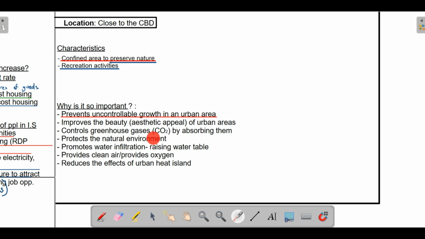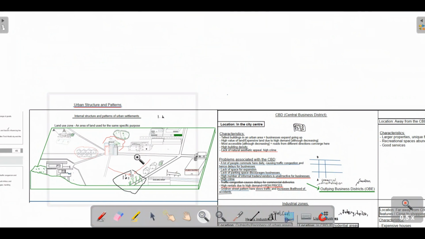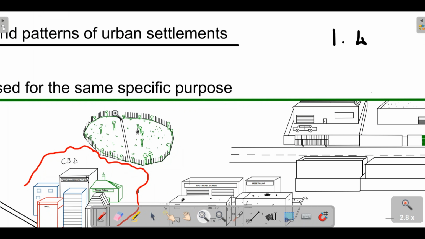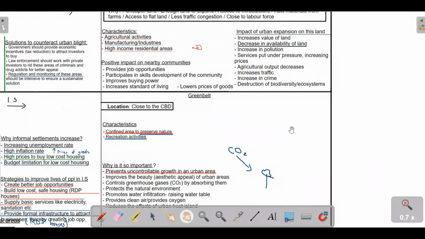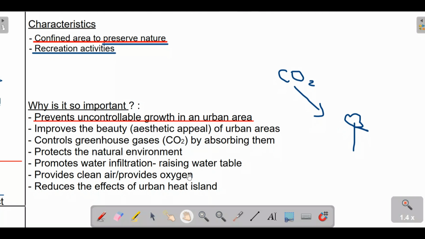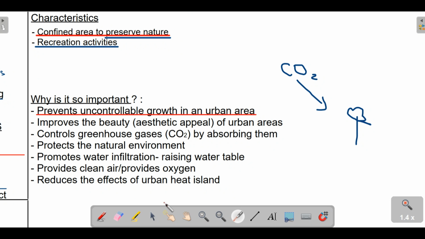It controls greenhouse gases by absorbing them. Okay, so it's strictly made up of nature, and therefore, if you have nature, you have trees. Trees take in carbon dioxide that we produce by burning fossil fuels. It controls these greenhouse gases that are produced by those light industrial businesses in the CBD, therefore reducing air pollution there. It protects the natural environment, as I said. No one is allowed to have a building there. You cannot have any sort of building here. It's strictly nature here, and so this means that the natural environment is protected. This is where nature can come and interact peacefully without having to be invaded by huge buildings.